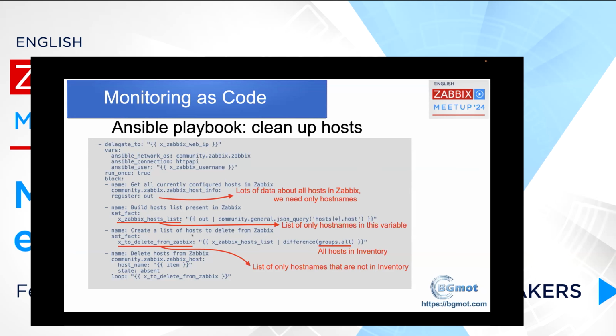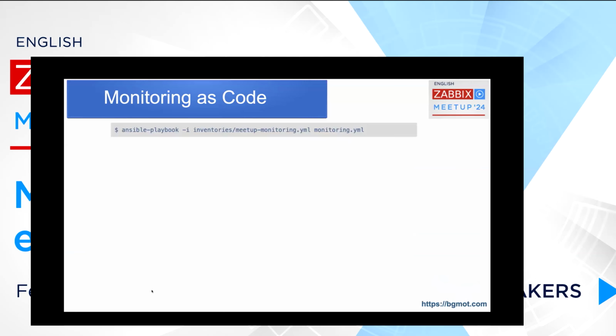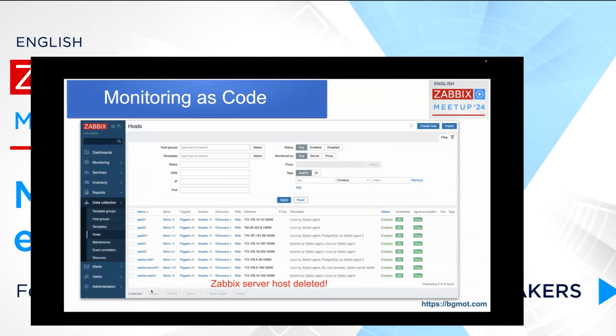Now we just do a difference between all the hosts configured in Zabbix and all the hosts defined in our inventory. Obviously, the difference is what we want to be deleted, because we don't want extra hosts in Zabbix, those hosts that are not defined in our Ansible inventory. And again, we use Zabbix host module and define state absent. We want to remove those hosts from Zabbix. Run our playbook again. Voila, Zabbix server is gone. So now we have in Zabbix only hosts defined in our inventory, put them in appropriate groups, and assign appropriate templates, all in accordance with our Ansible inventory.